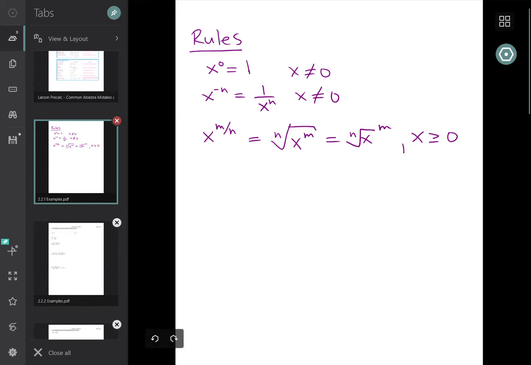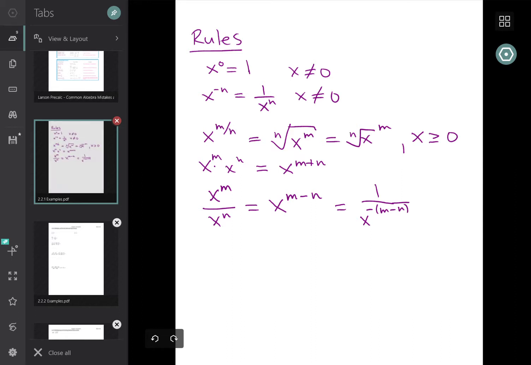What else do we have? We have a product rule. X to the m times x to the n. If you're multiplying m x's by n x's, you get m plus n x's. And if you're dividing m x's by n x's, you get x to the m minus n, which, if that becomes a negative number, it's nice to write as x to the negative m minus n. So it would become positive once you put it in the bottom and switch it.